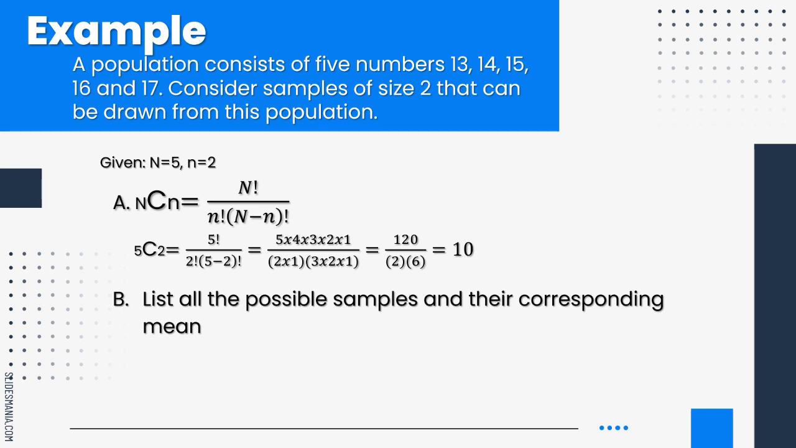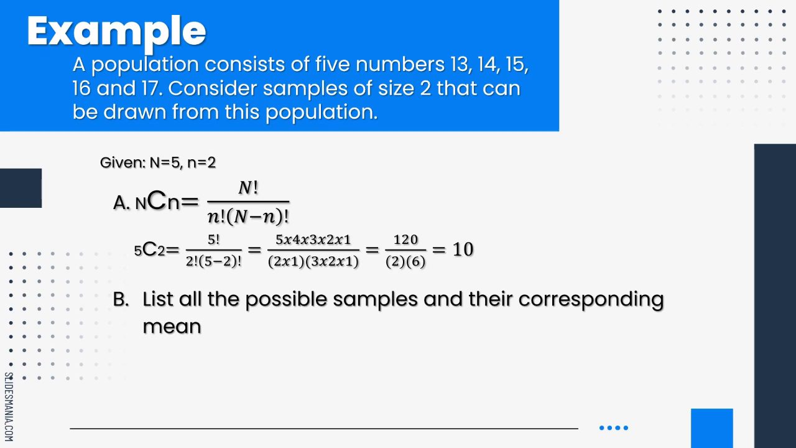We will have 5 combination of 2, that is equal to 5 factorial divided by 2 factorial multiplied to the quantity of 5 minus 2 factorial, is equal to 5 multiplied by 4 multiplied by 3 multiplied by 2 multiplied by 1 divided by the quantity of 2 multiplied by 1 multiplied to the quantity of 3 multiplied by 2 multiplied by 1, that is equal to 120 all over 2 multiplied by 6, and that is equal to 10. So we have now 10 as the number of samples.